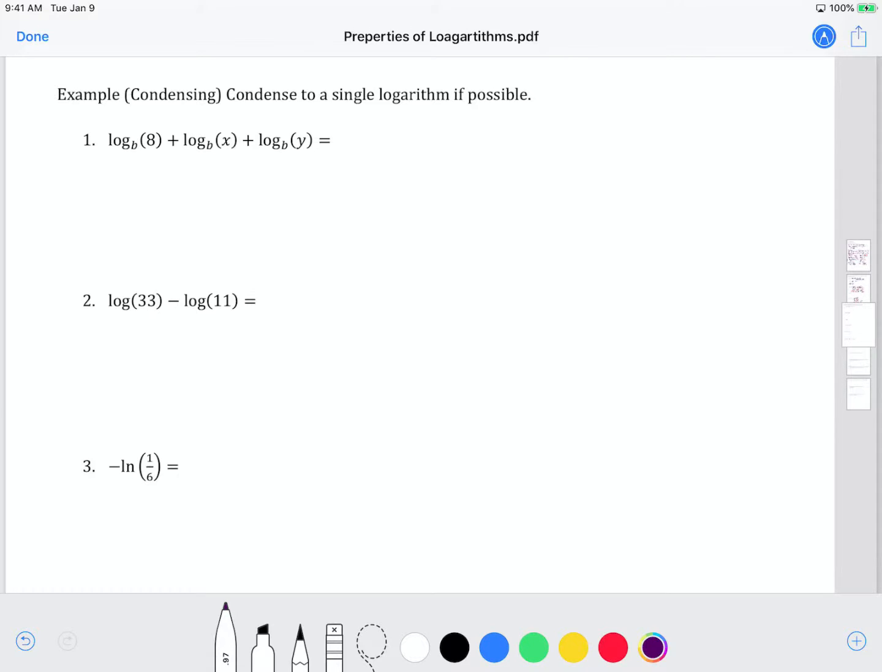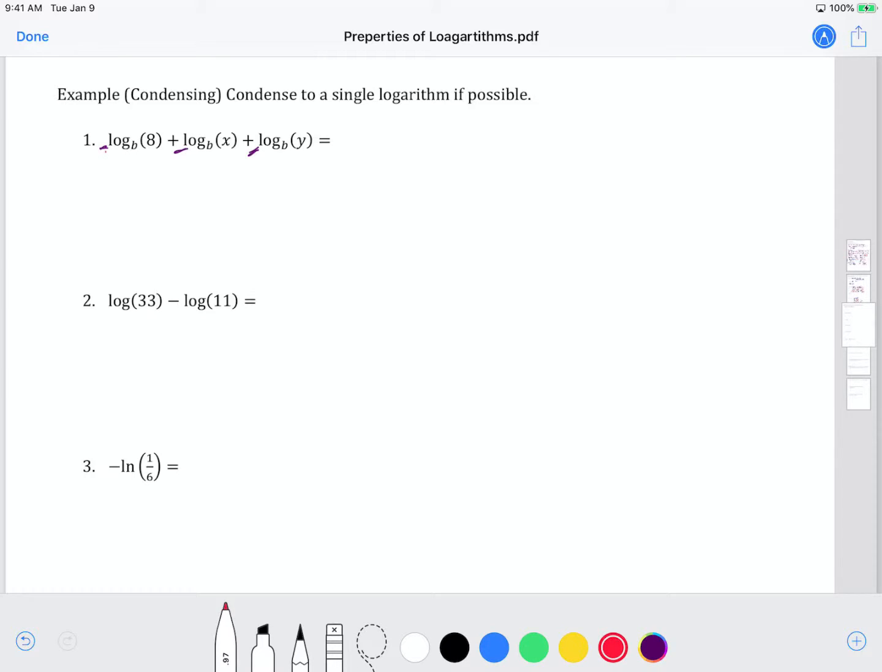So the first thing we're going to do is look to see if there are any coefficients that we should bring back up as exponents and work backwards. So in this first example, we do not have any coefficients in front of the logs that we need to bring up as exponents. So the next step is to use the product and the quotient rule to condense multiple logs into one log.